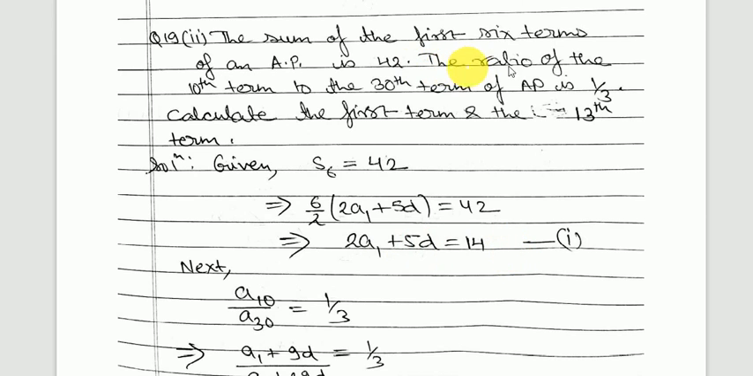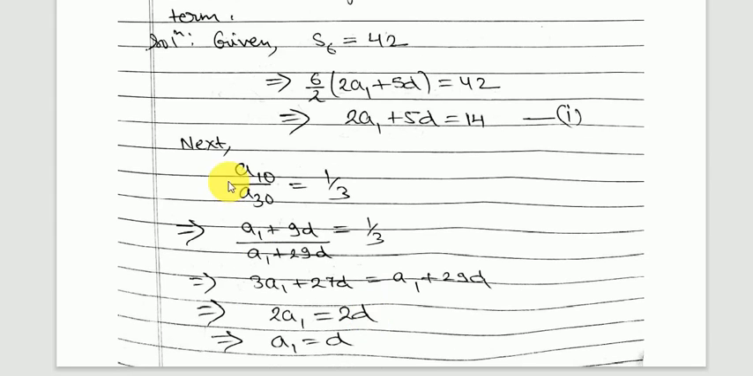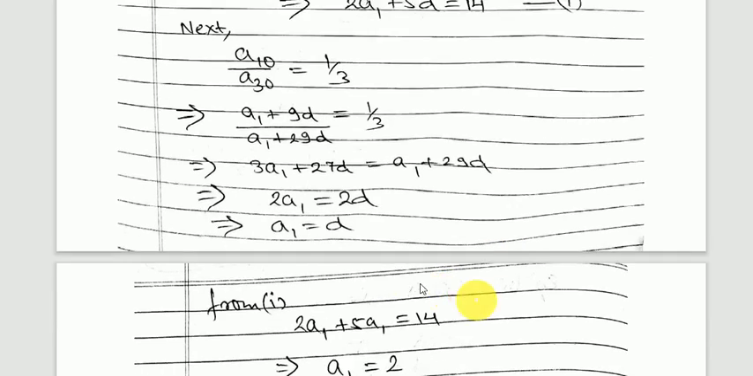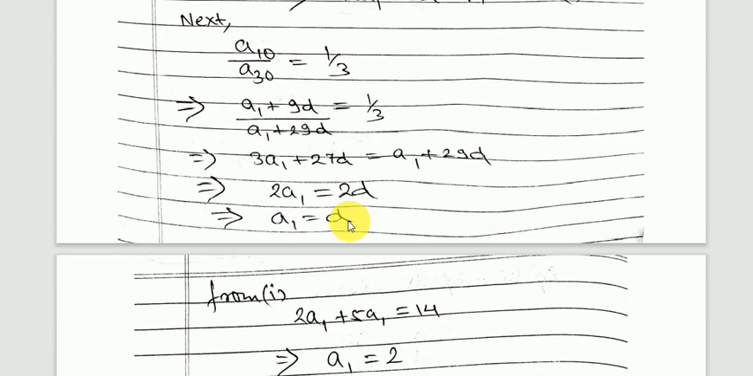They have given the ratio of the 10th term to the 30th term is 1 by 3. So A10 upon A30 is equal to 1 upon 3. A10 can be written as A1 plus 9D, and A30 can be written as A1 plus 29D, equal to 1 by 3. Cross multiply, simplify, and here you get A1 equal to D.